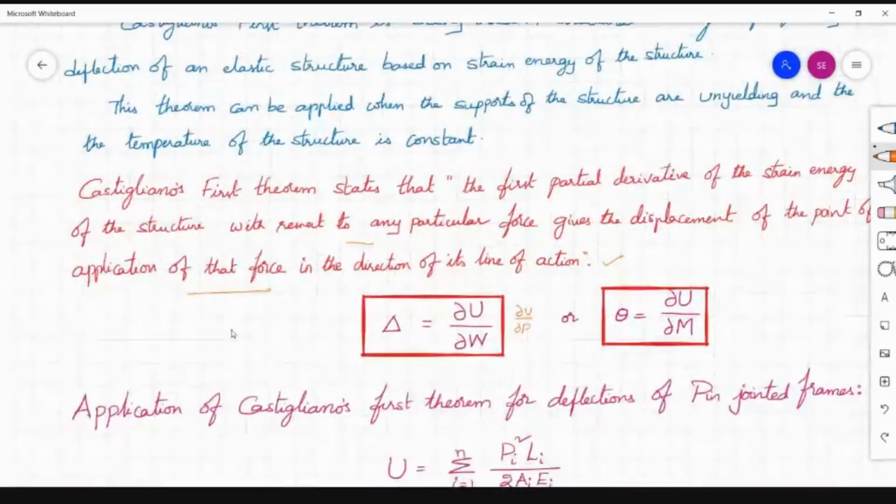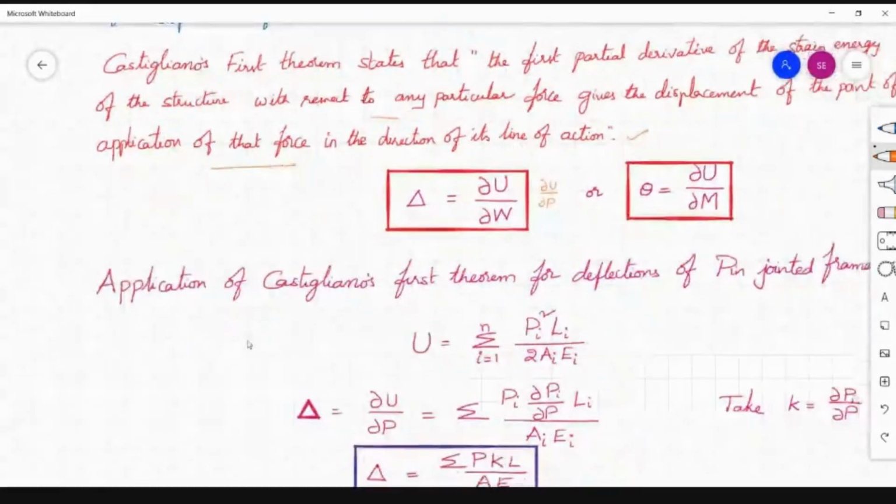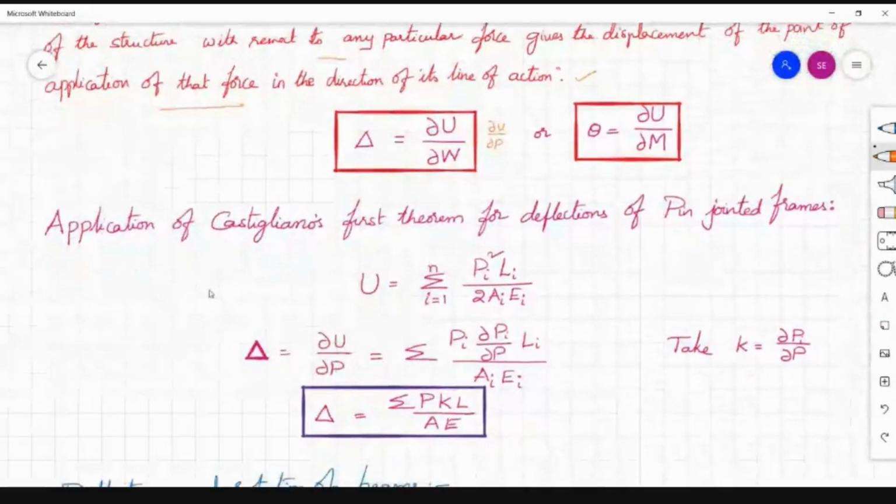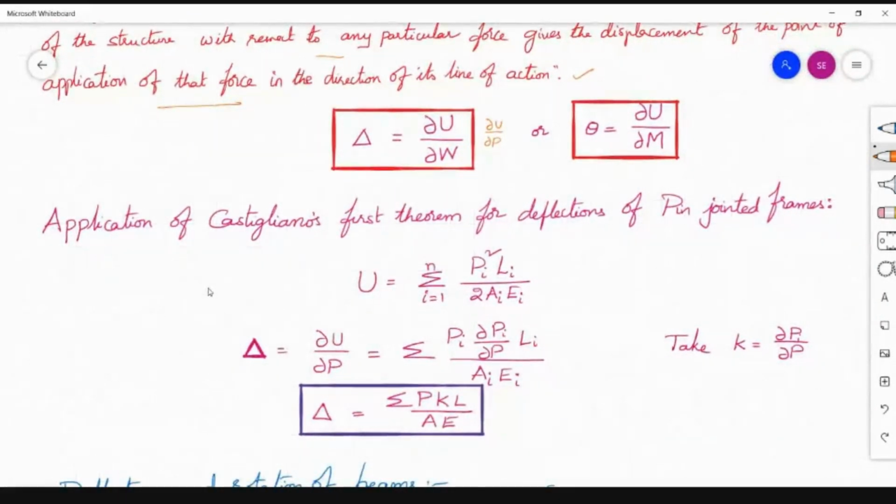Now, this Castigliano's first theorem is applied for deflections of pin jointed frames. As per strain energy concept, in a single axial member, the strain energy stored is P square L by 2AE, while the strain energy stored in the entire pin jointed frame is nothing but summation of strain energies for the individual members.